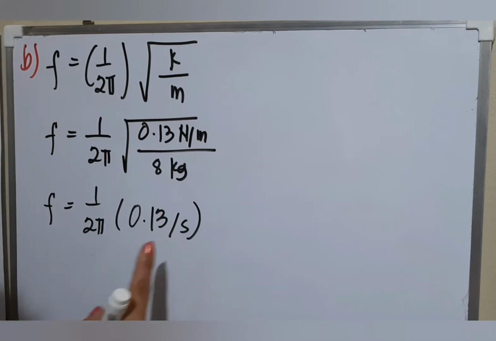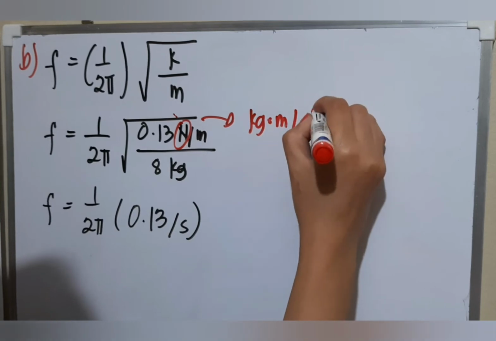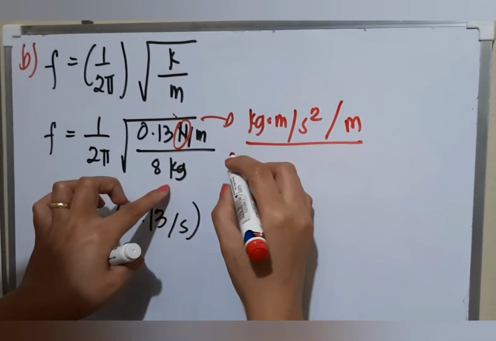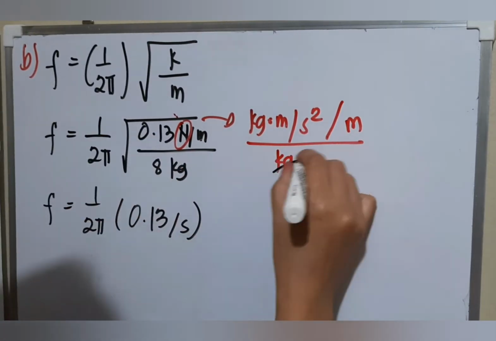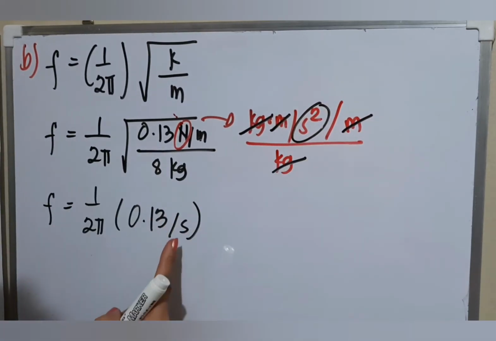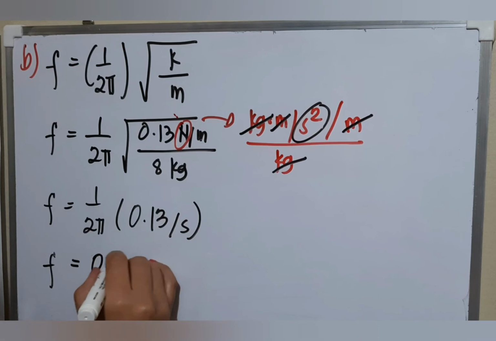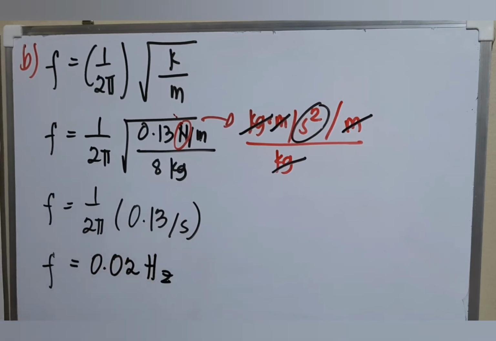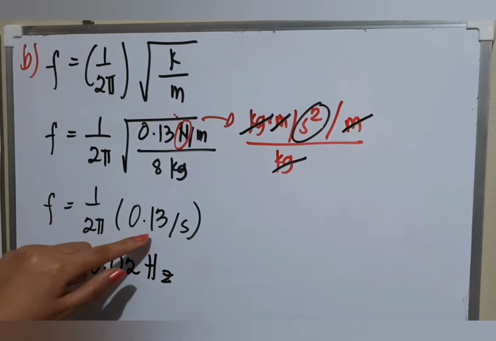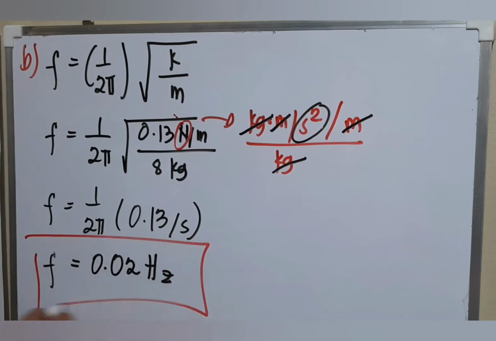How did we arrive at this? Remember that Newton here is kilograms times meter per second squared, over meters, and we have the unit of our denominator, kilograms. Cancel, cancel, cancel. You have here second squared. Take the square root, therefore you now have second here. So let's continue. Frequency now is equal to 0.02 hertz. If you see why it became hertz, that's the unit for frequency. In each cycle per second, we have 0.13. Now, this is the frequency.